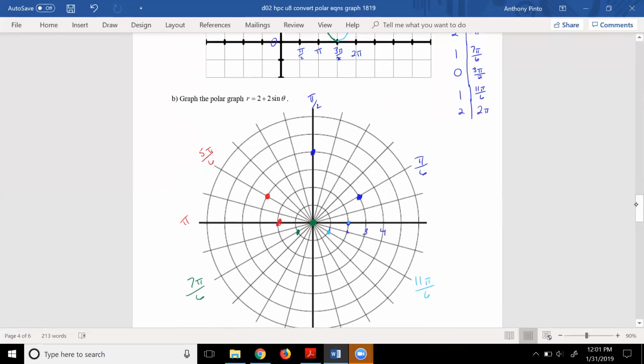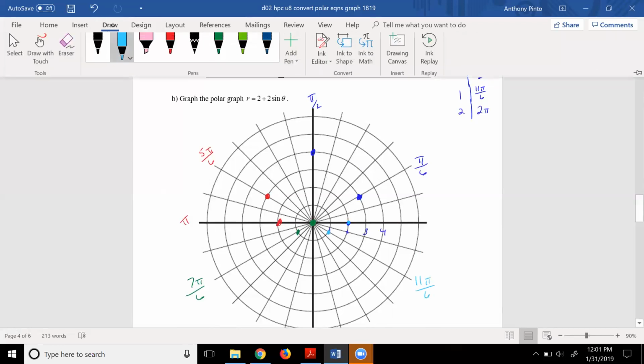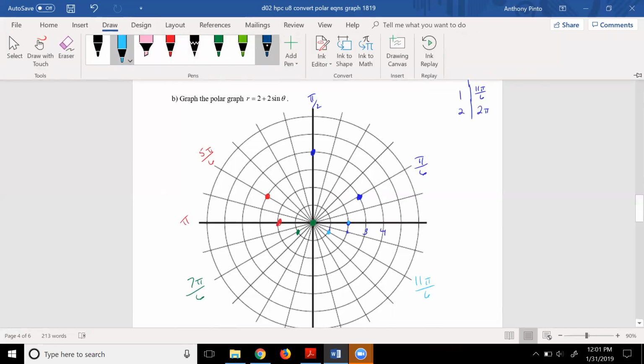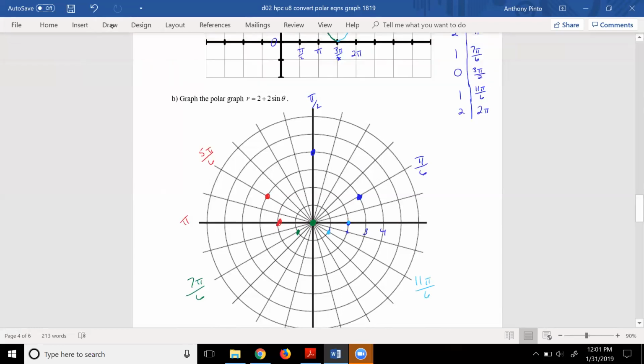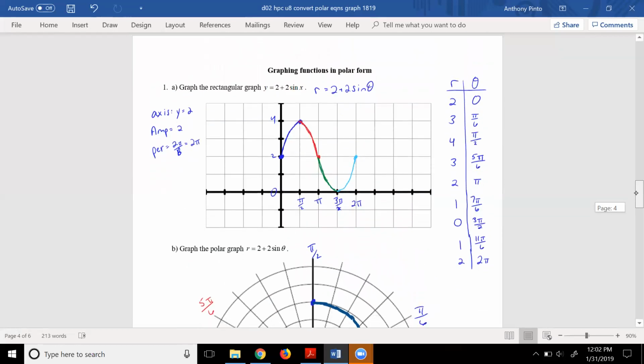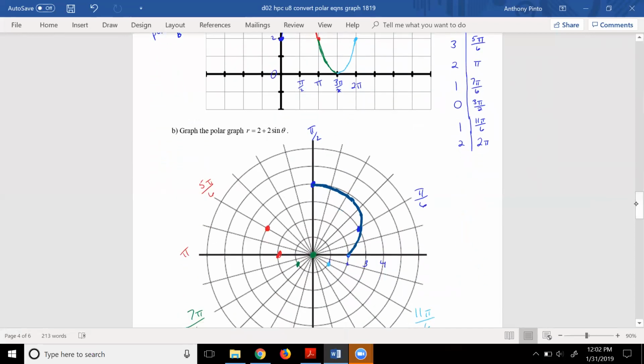Okay, so now let's connect these points. When drawing these, it can always be a little bit tricky. It's always going to be a little bit more circular than you think. So this one here, we're going to swing out, connect these, and we're connecting these points in order. So we come up there. That's that blue section that we graphed up in the rectangular graph. That's what it would look like down here.